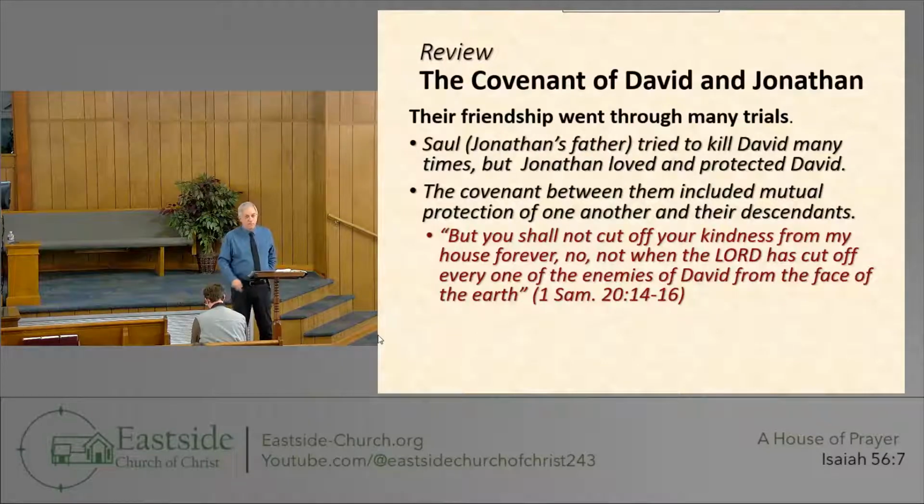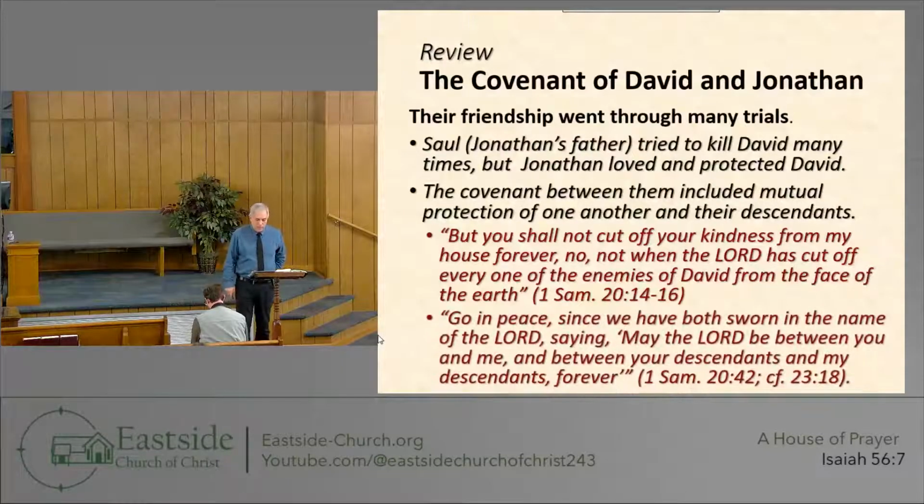You have also 1 Samuel 20 and verse 42, when they meet again and leave with the covenant restated. "Go in peace, since we have both sworn in the name of the Lord, saying, may the Lord be between you and me, and between your descendants and my descendants forever." And that seems to be also restated in 1 Samuel 23 and verse 18.